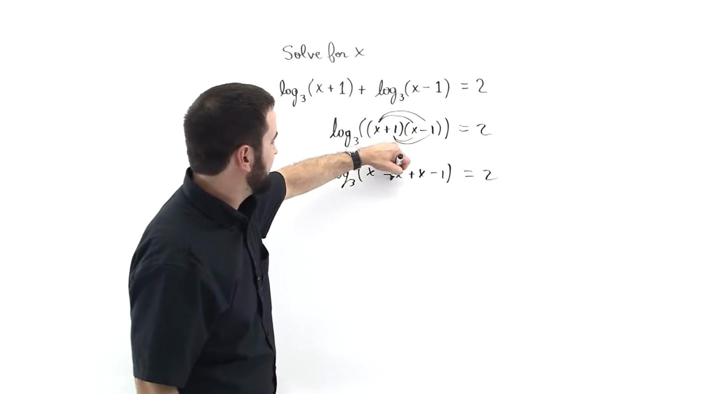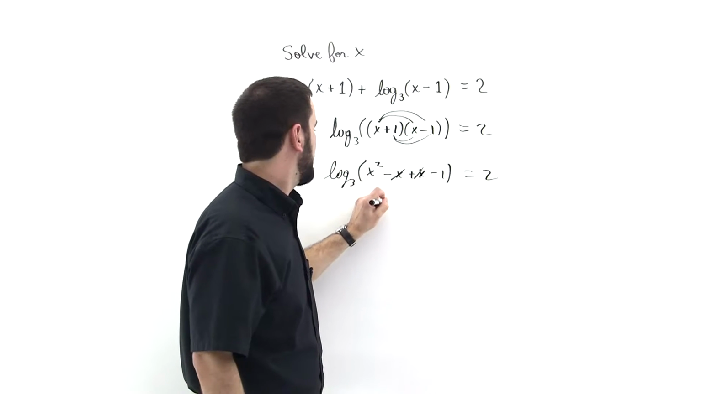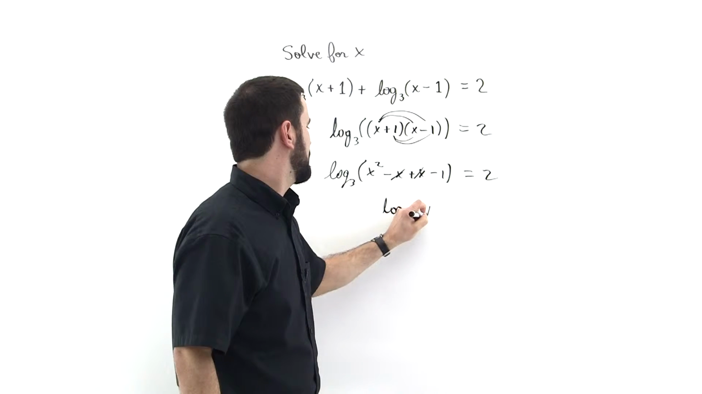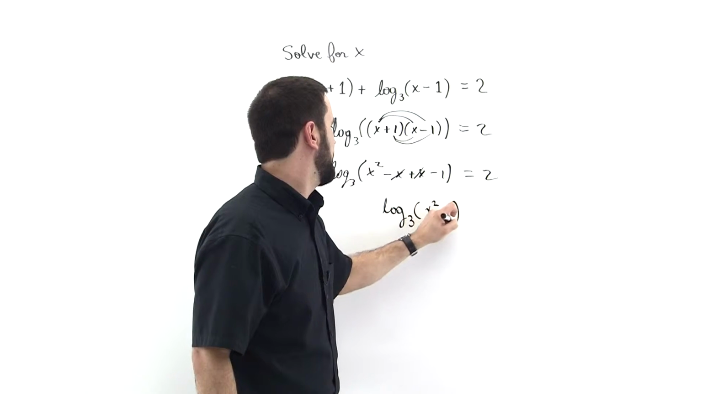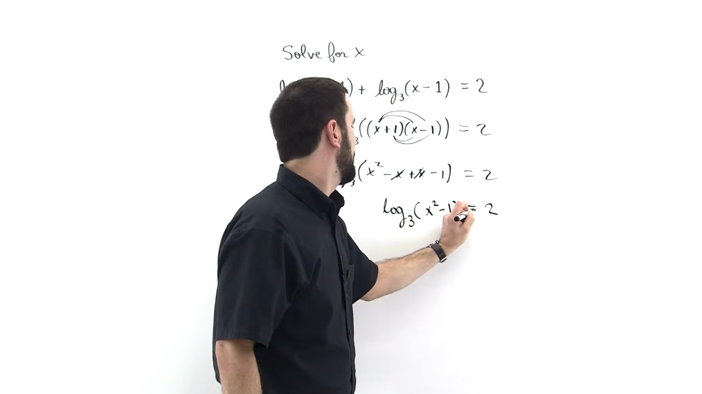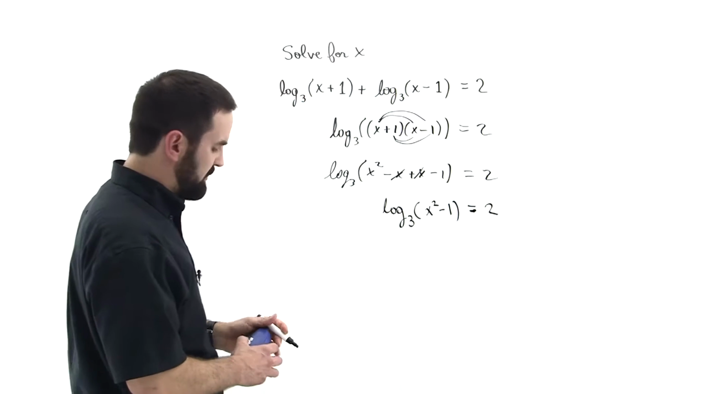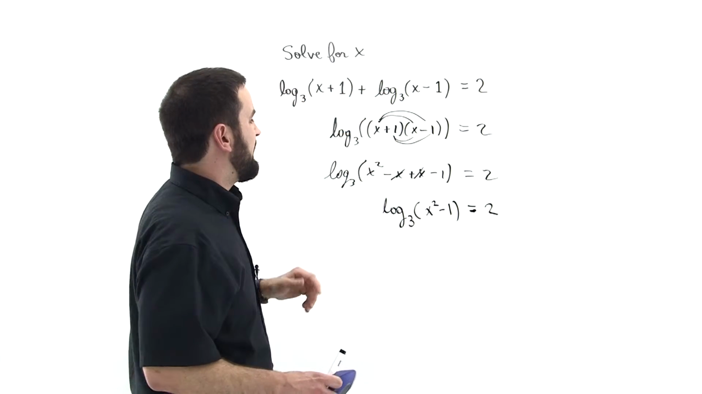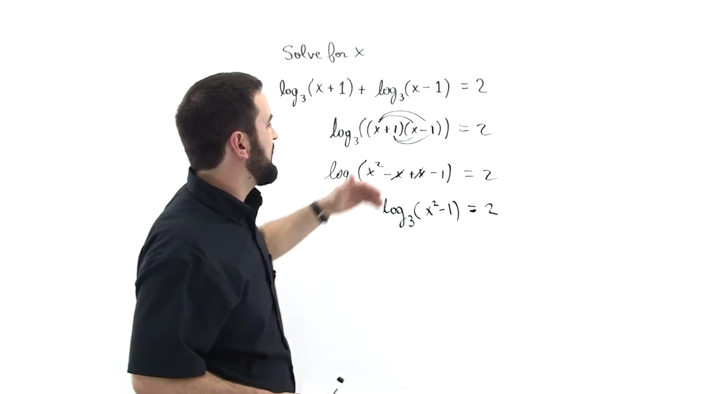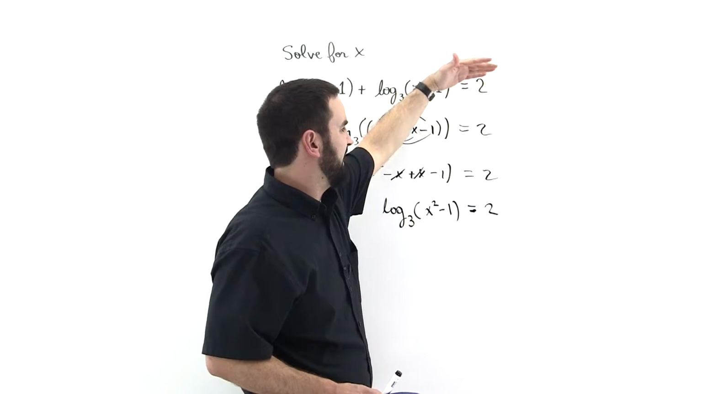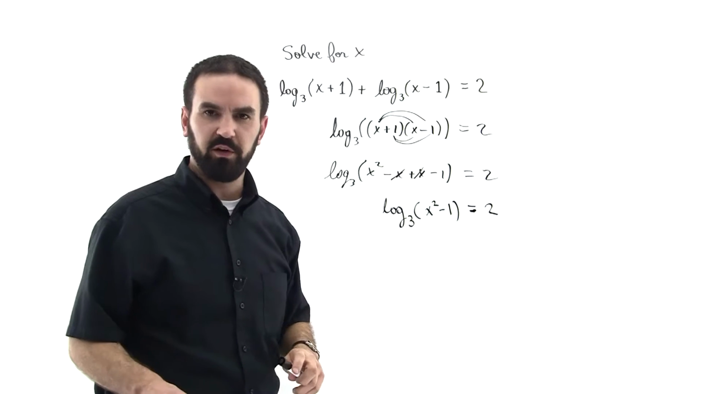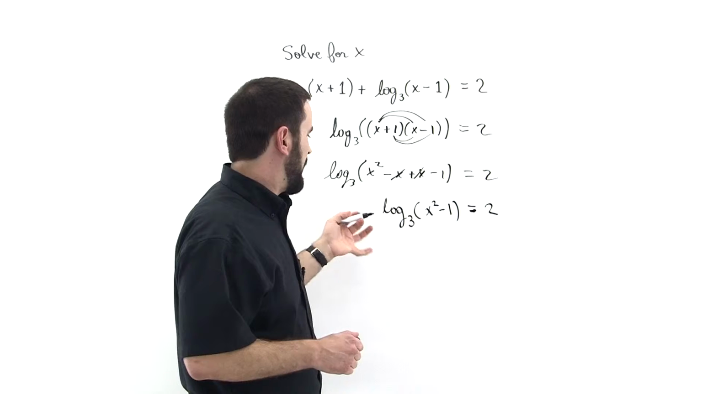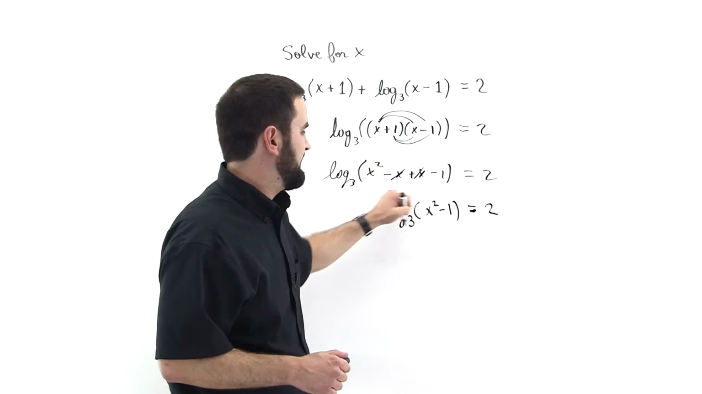So we see these x's canceling, and we get the log base 3 of x squared minus 1 is equal to 2. Now, up until now, all we've been doing is clarifying the left-hand side of the equation. And because we've just been doing clarifications, we haven't had to make any changes to the right-hand side of the equality.